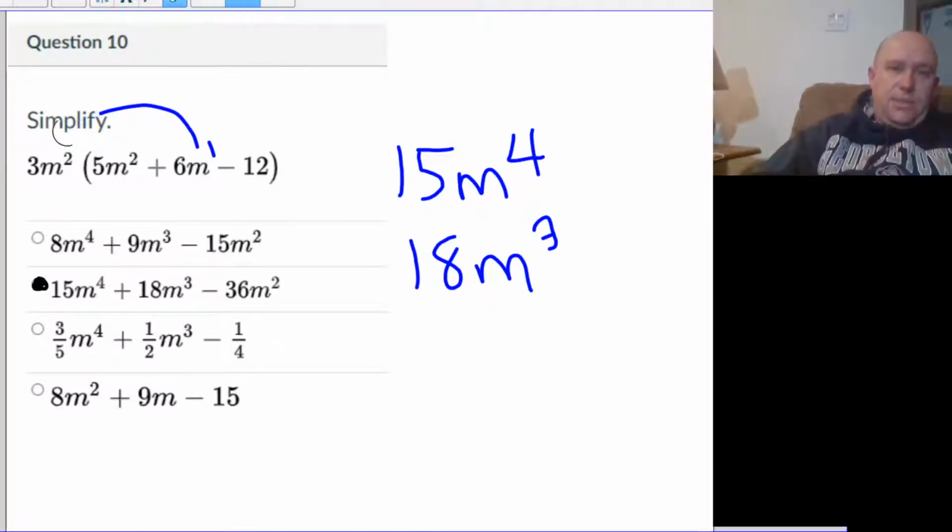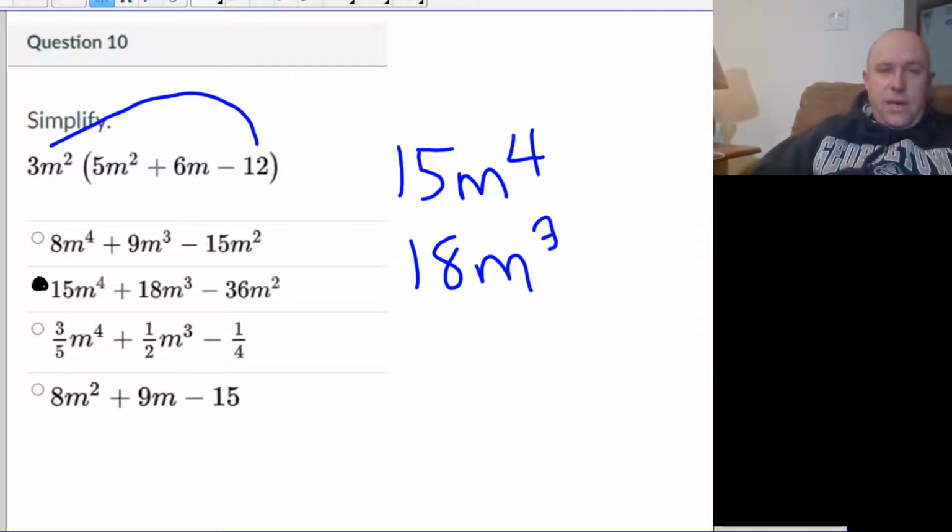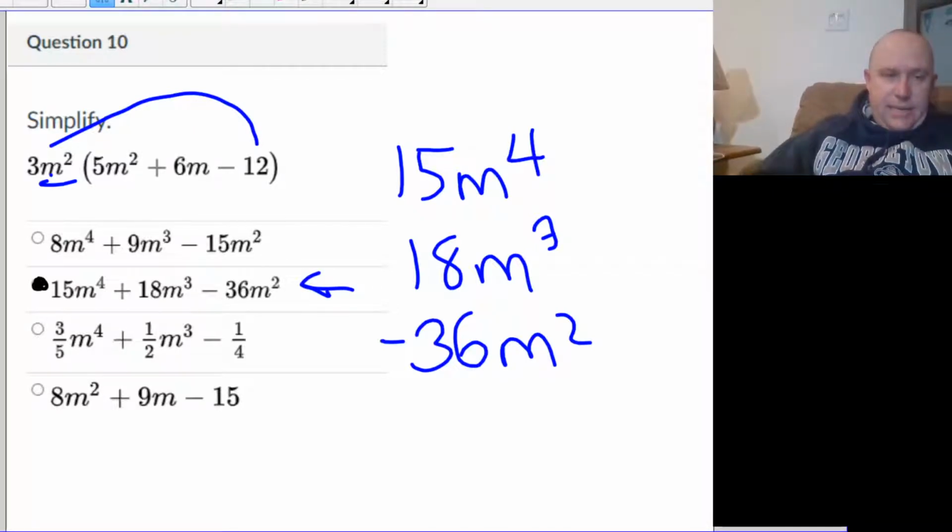And as I do the last part for this question, 3m squared times negative 12. Numbers first, 3 times negative 12 is negative 36. And then, as it says m squared, I'm going to put m squared at the end. And hopefully you can see that is indeed that answer. But you don't need to do everything to work out that answer.